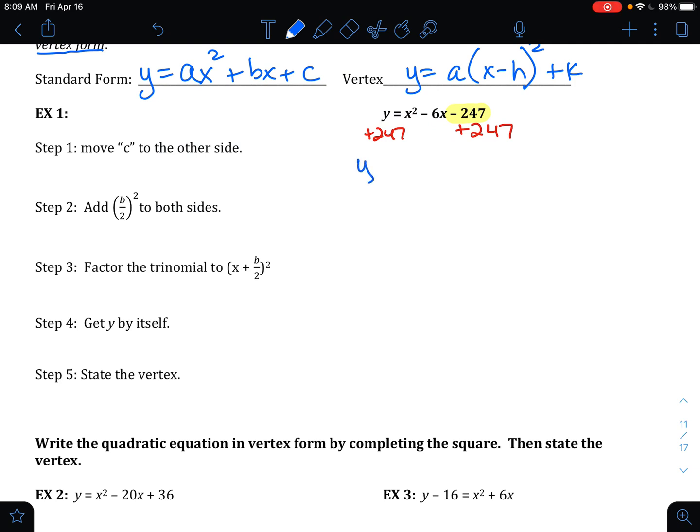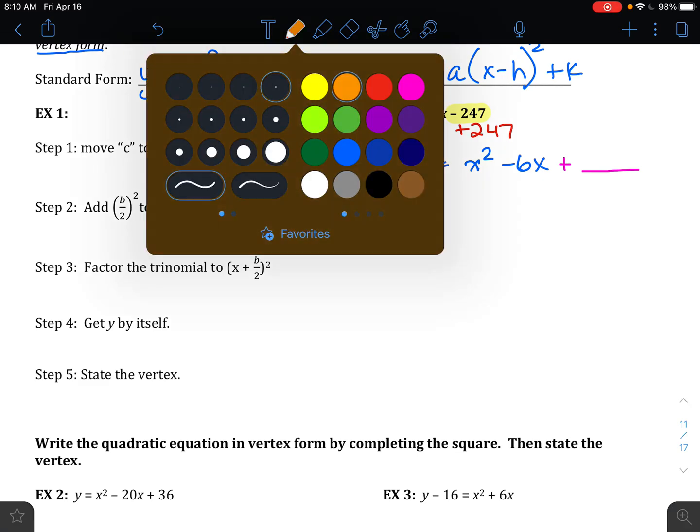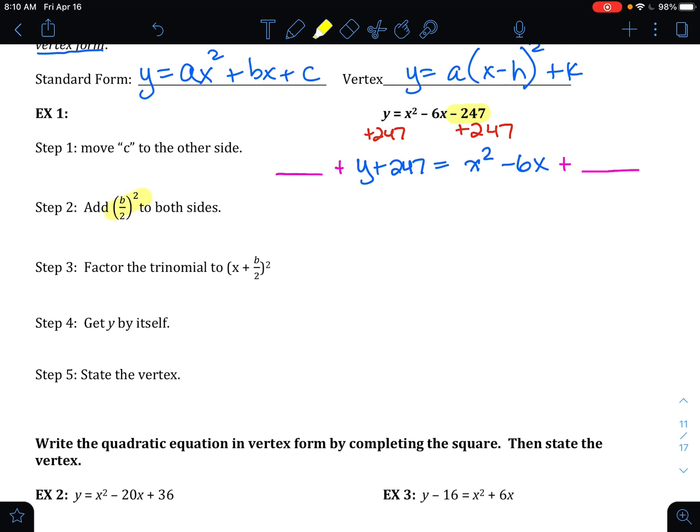Now what I have on this side is y plus 247 equals x squared minus 6x. Now, what we want to do here is add a value to both sides. So I'm going to add a blank on the left and a blank on the right, because I'm going to put a number in those blanks. The number we're going to put in those blanks is this formula right here: we take the b value divided by 2 and then square it.